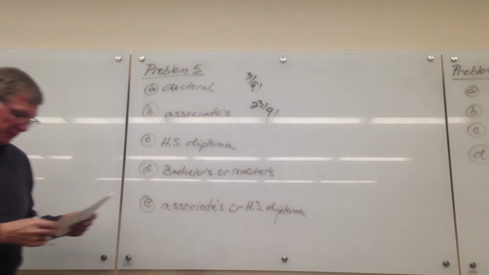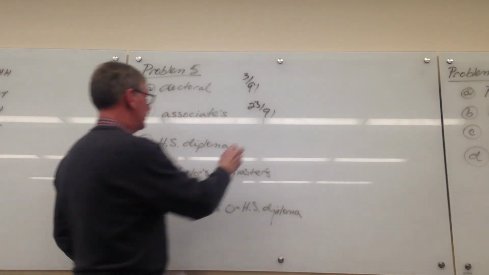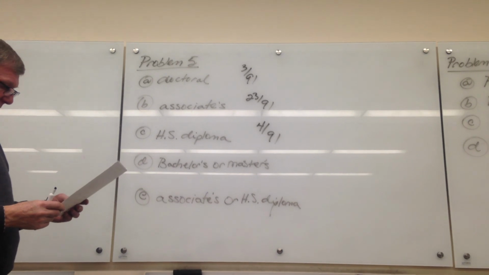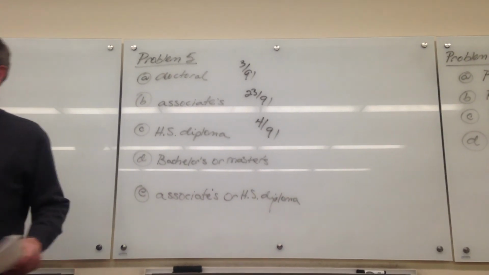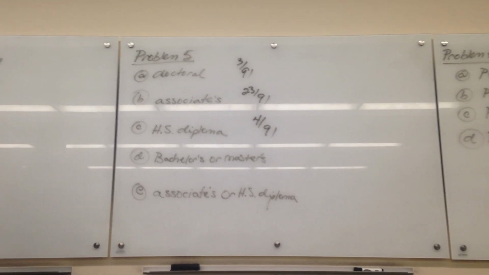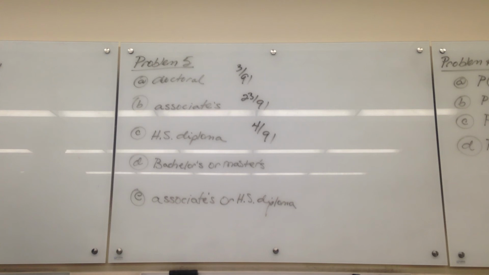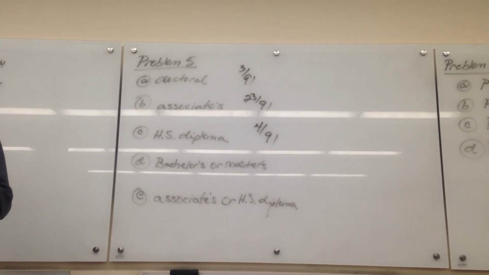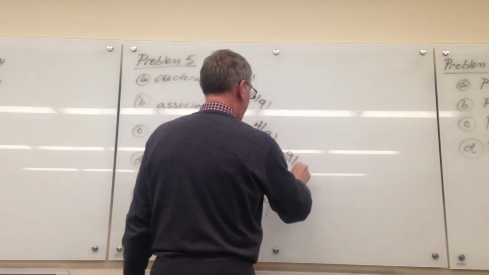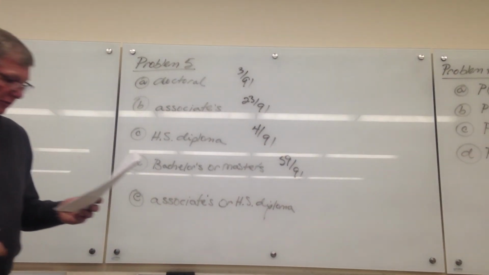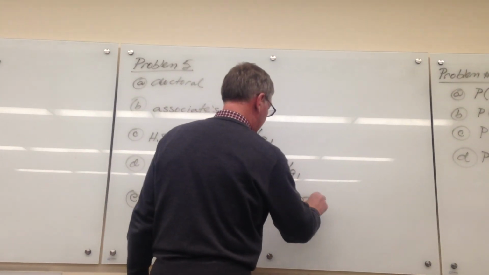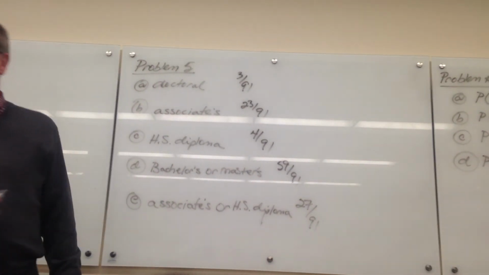How about the high school diploma? 4 over 91. Bachelor's or master's. What does that mean? So how many of them are there, Chase? 59. I have to add them together, right? The bachelor's and the master's. So there's 59 out of 91. And how about the associate's or the high school diploma? There's 27 out of 91. So those are the probabilities.